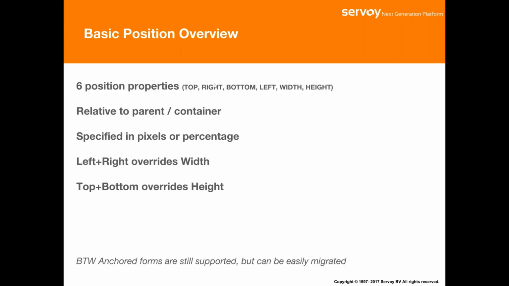And there's 6 of them: top, right, bottom, left, width, and height. You can edit them as one single string value. You can edit them individually. You saw them when I expanded it. There's also the little editor that pops up to make calculations easier to do until you get used to it. And one thing to just remember is that left and right, if you set them both, will override width, and if you do top and bottom, it'll override the height. I did mention that anchored forms are still supported and they can be easily migrated.